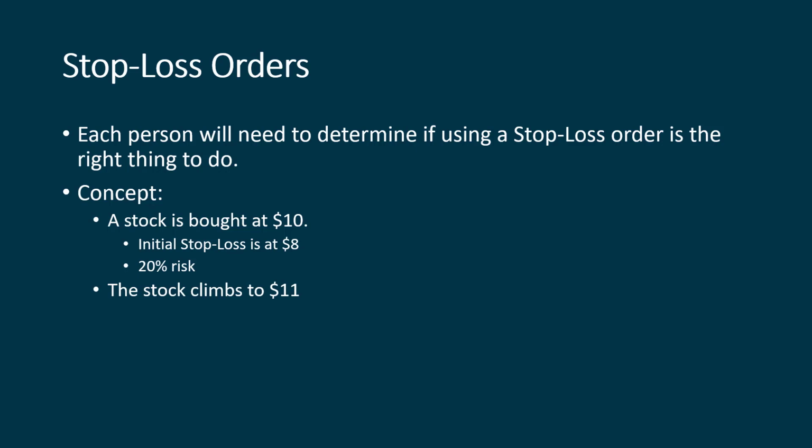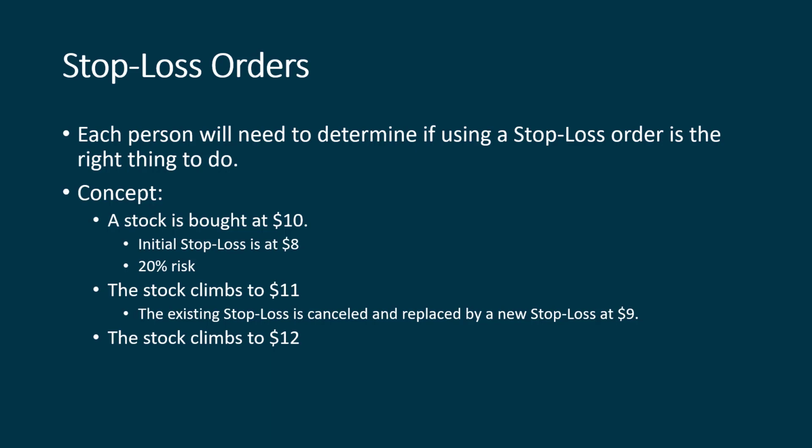So let's say now you're right and the stock climbs to $11. You bought it at 10, it's up to 11. So what do you do? The existing stop loss is canceled, the one at 8, and you replace it with a new stop loss at 9. So now instead of having a 20% risk, you've lessened that to a 10% risk. And what happens if the stock climbs to 12? Now this could happen in a few days, or it might even be a few years before this actually unfolds. I'm just trying to show you the concept.